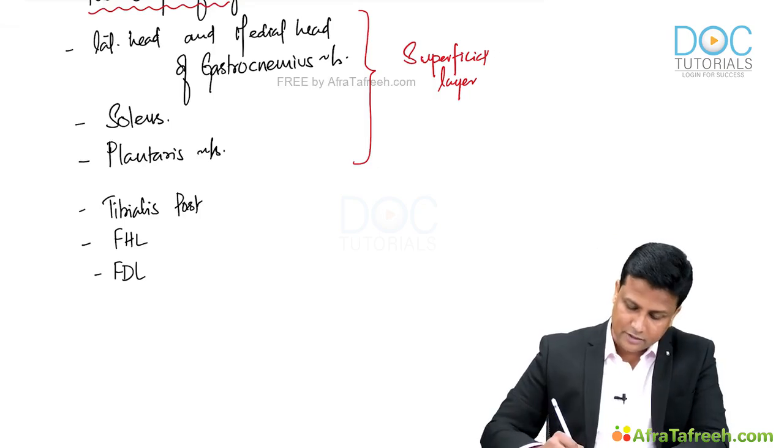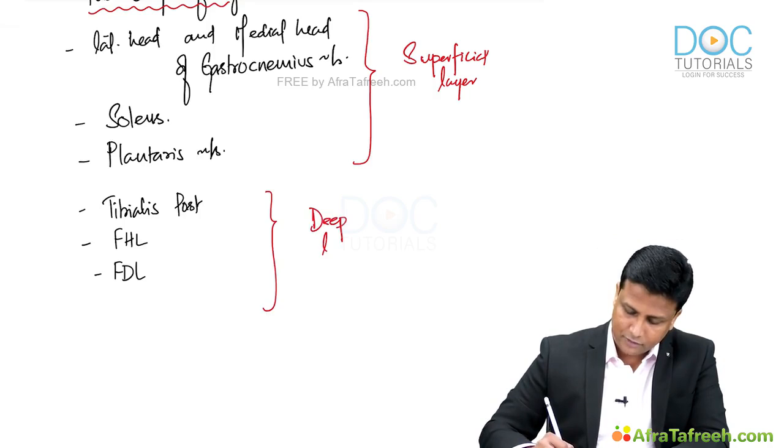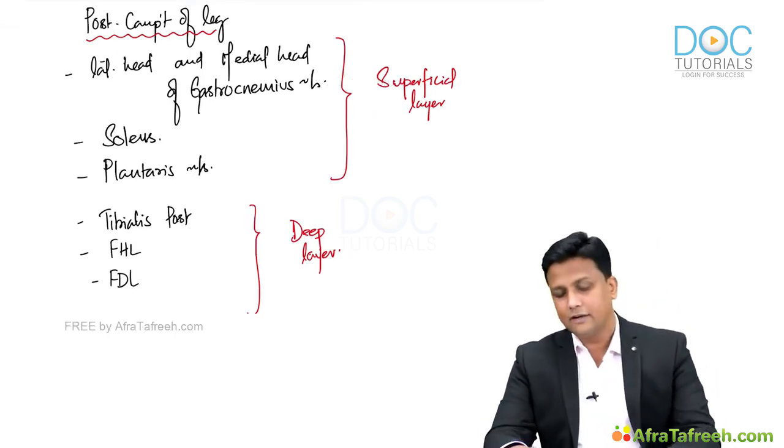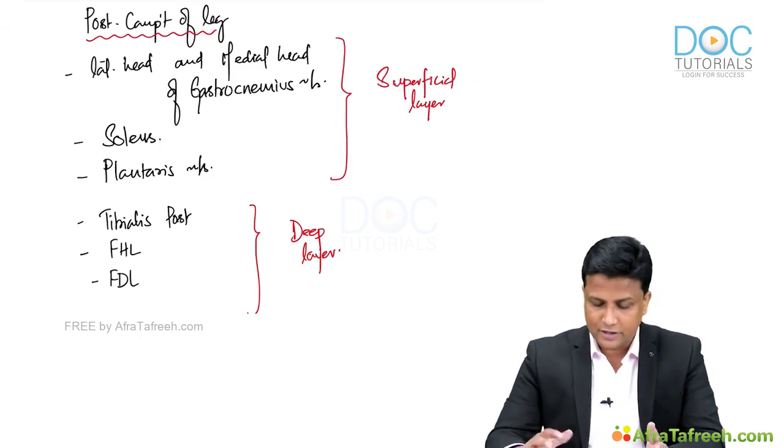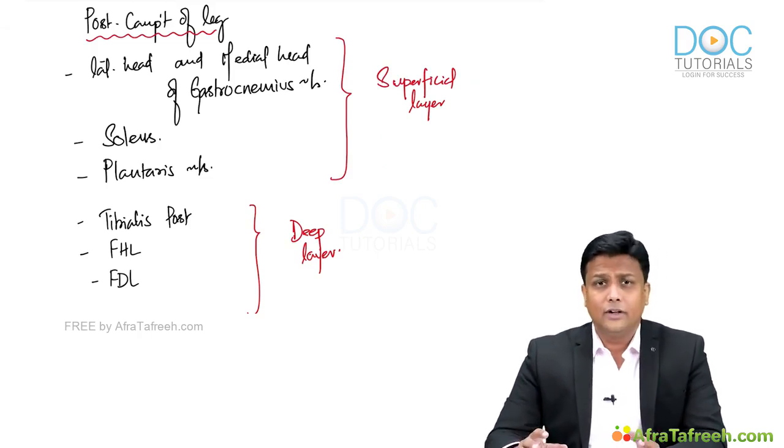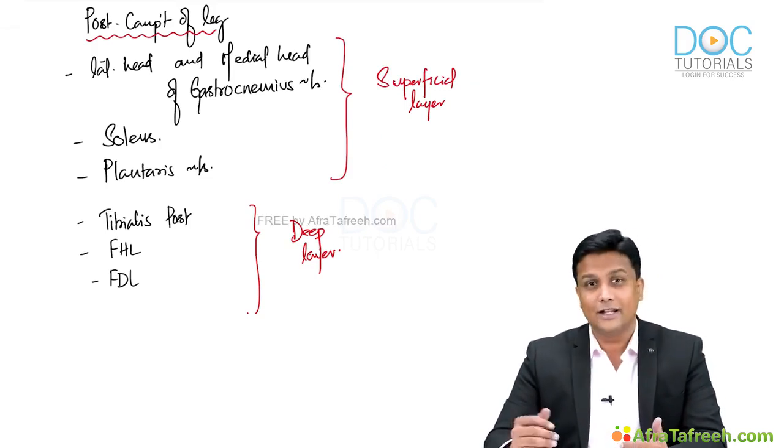Now these three muscles are present in the deep layer. In the posterior compartment, these three muscles are present in the deeper layer. So the posterior compartment of leg, we can again divide the muscles into two layers, superficial layer and deep layer. Perfectly done. Now after learning all the names of the muscles comfortably, let us see the MCQs which are possible here.